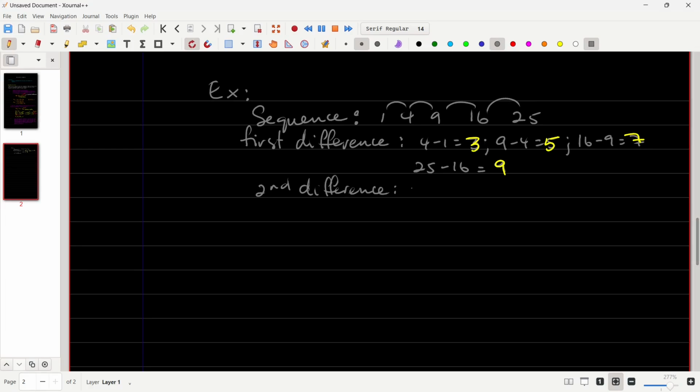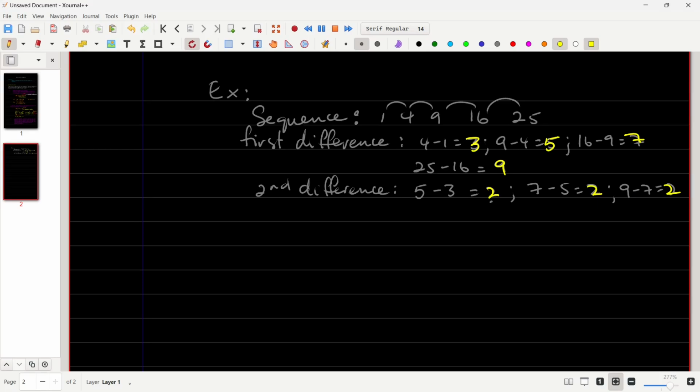Let's look at the second difference. We can see that if we take 5 and we minus 3, we'll get 2. And if we take 7 minus 5, we'll get 2. And if we take 9 minus 7, we get 2 as well. So we can see that we're getting a constant here. This is 2, this is 2, this is 2. So we identify right away that we're getting a constant.